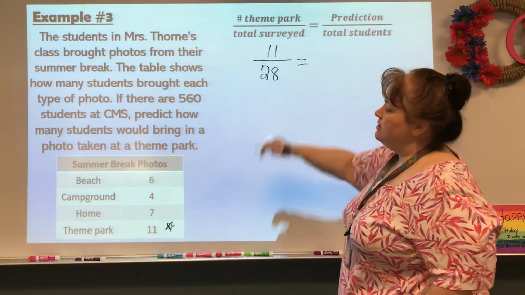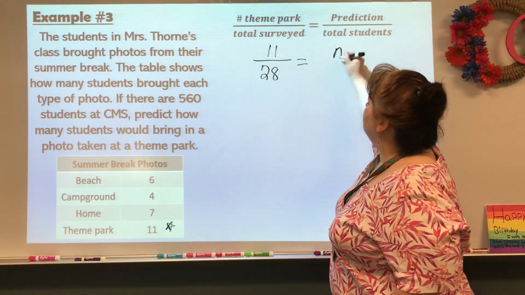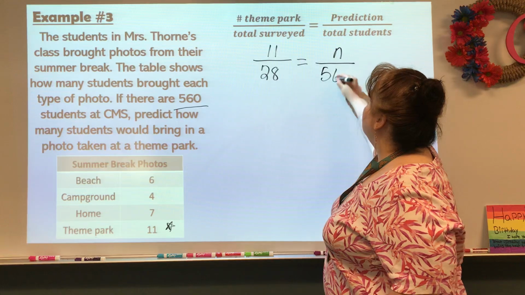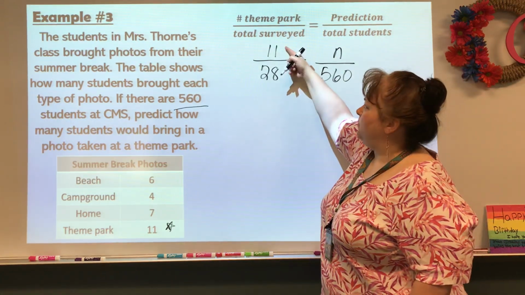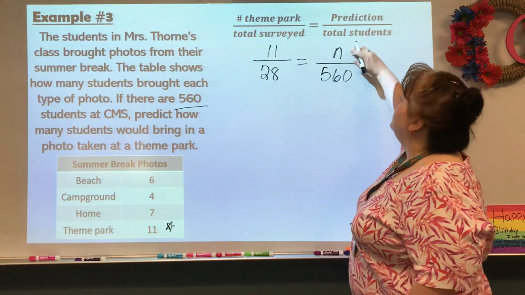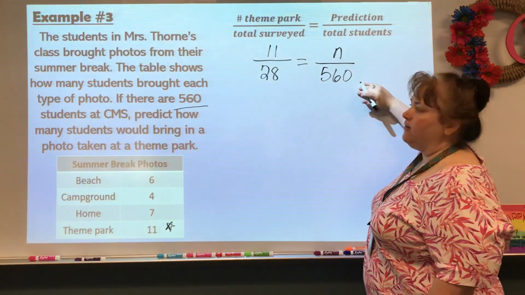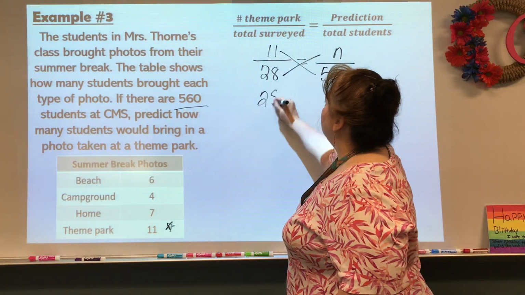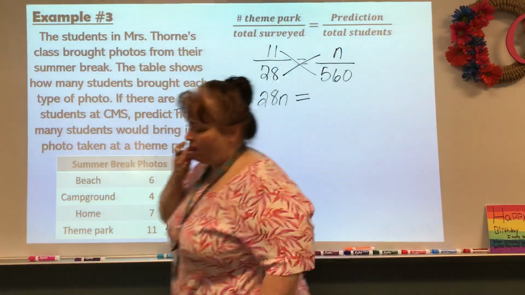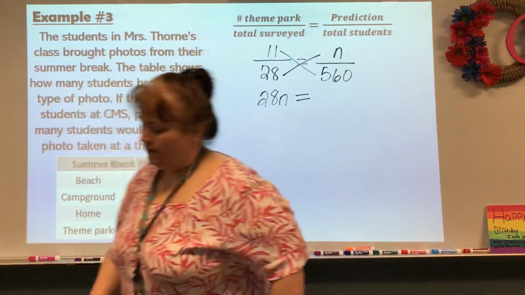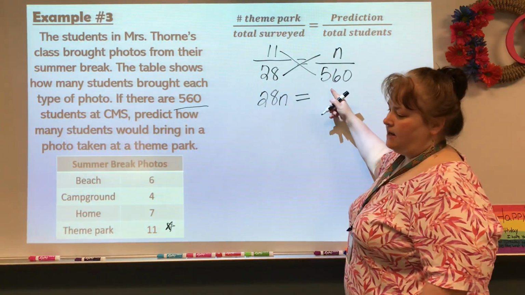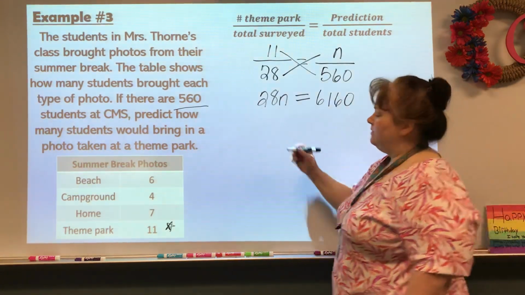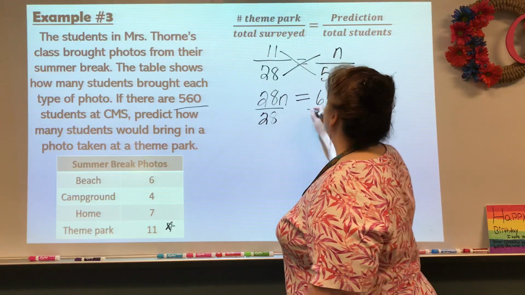And then my prediction is going to be my variable out of the total number of students, which was 560. Okay, so the number who picked theme park over the total surveyed, predicting how many that will be out of 560 students. So we're going to cross multiply. 28n equals 11 times 560, which is 6,160. Okay. Then we're going to divide both sides by 28.